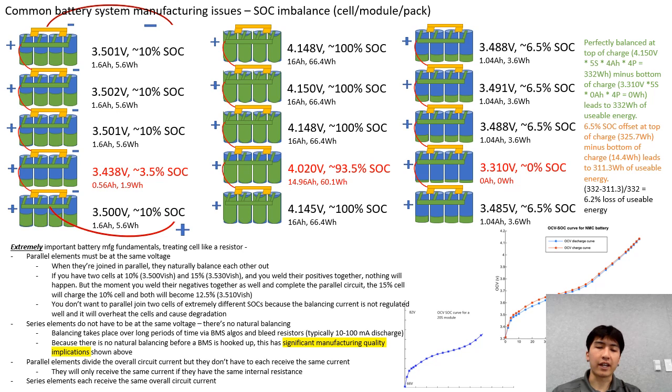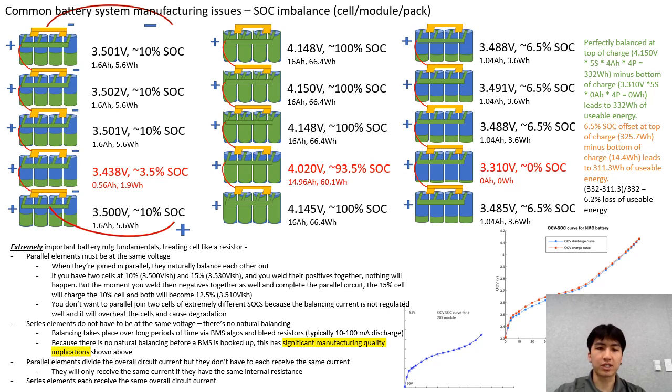There's another point: you don't want to parallel join two cells of extremely different SOCs because the balancing current is not super well regulated, so you could overheat the cells and cause degradation. For example, if you parallel weld together a cell that's at 80% state of charge and a cell that's at 20% state of charge, that could cause some damage that you are not really aware of. So that's the first principle: parallel elements must be at the same voltage.